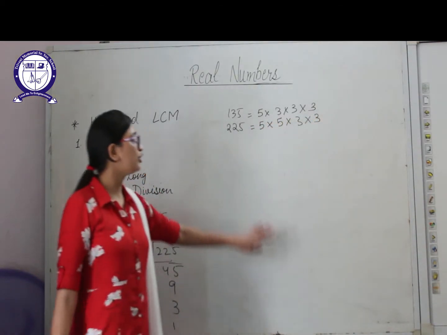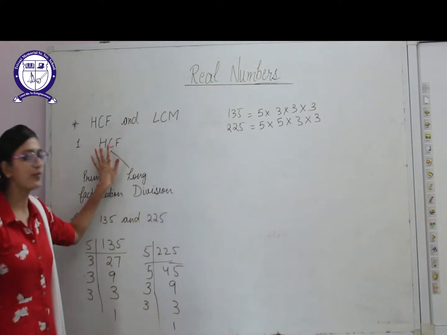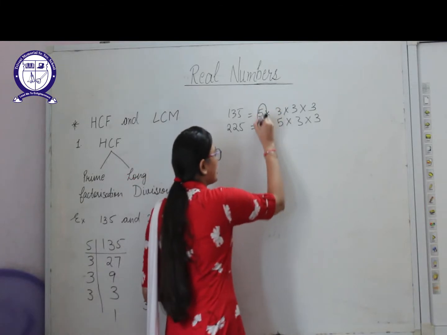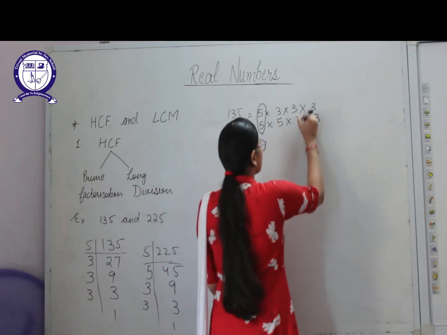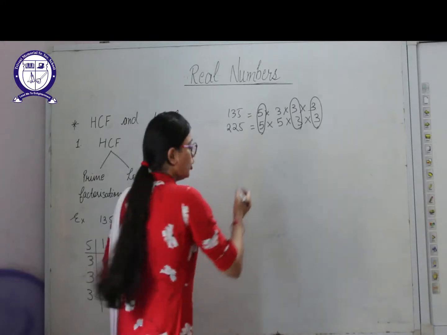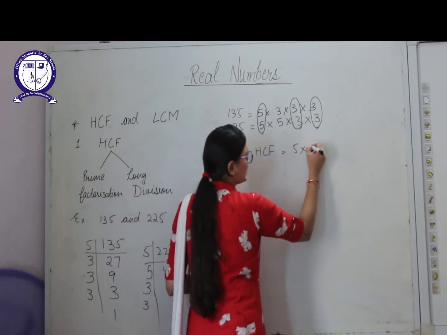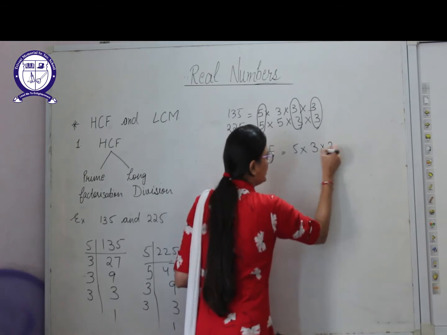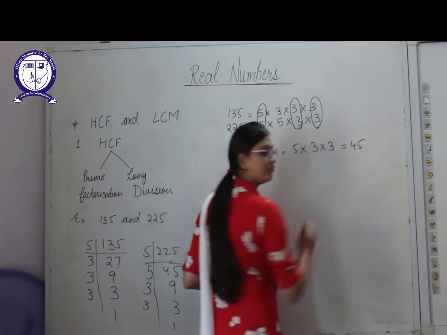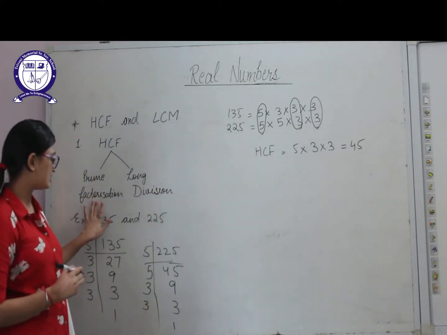So now we are going to make the pairs of the common factors, that is for the highest common factor, the factors which are common. We can see that this 5 is common, this 3 is common and this 3 is common. So the HCF will be 5 multiplied by 3 multiplied by 3, that is 45. So this is a very simple method of finding HCF.